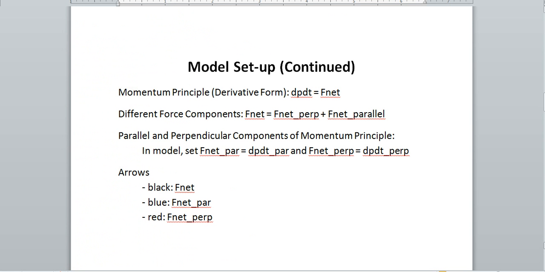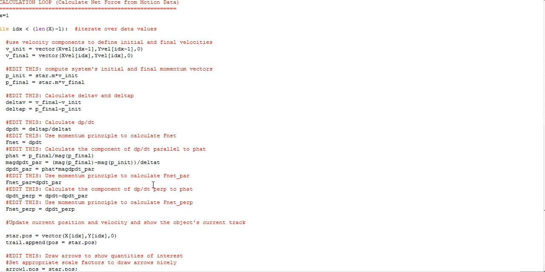This setup also includes putting in the proper net forces and changes in momentum by applying concepts such as the momentum principle, the different force components on different axes, like the parallel and perpendicular components. And I also had to set the arrows so you can know the black is the net force, the blue is parallel net force, and the red is perpendicular net force. This is all shown here under the calculation loop. So now I'll go ahead and show you the model.